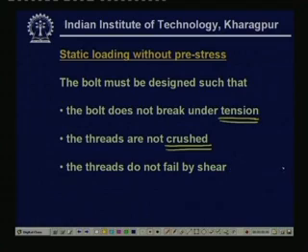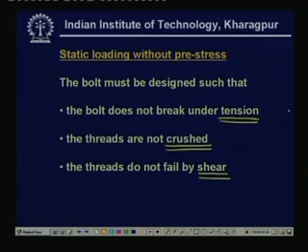We are going to avoid that by proper designing. The threads must not fail by shear. This is one mode of failure where the threads may fail by shear. The roots must have adequate strength to sustain the shear stress. So, these are a few important failure modes which we have to consider.